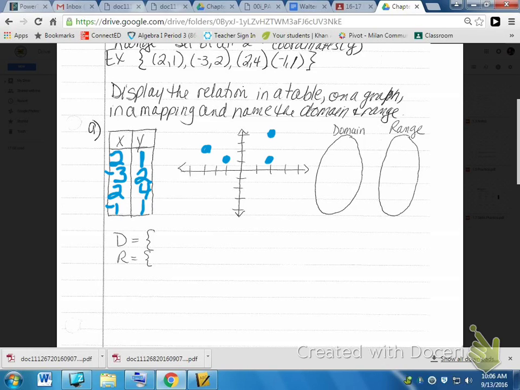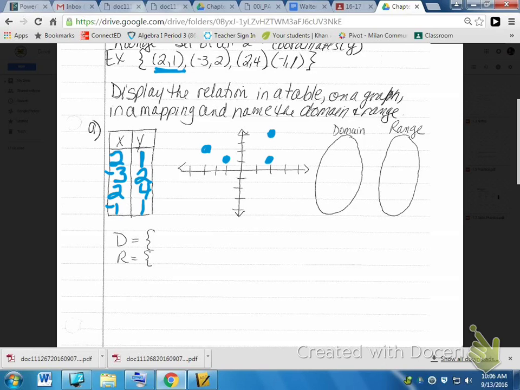Okay, just to clarify, when you are graphing, you do the x first and then the y. So for the ordered pair (2, 1), I went right 2, because that was the x, and up 1. On (negative 3, 2), you do the x first, the negative 3, so left 3, up 2. (2, 4), and (negative 1, 1). You always do the x first, then the y.